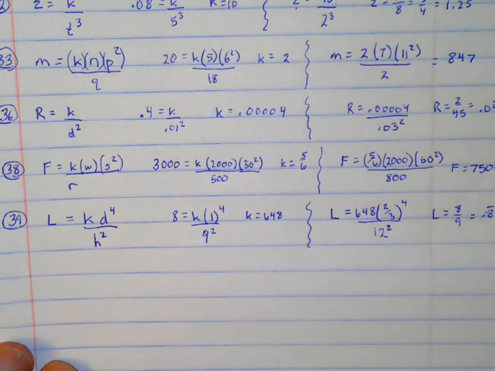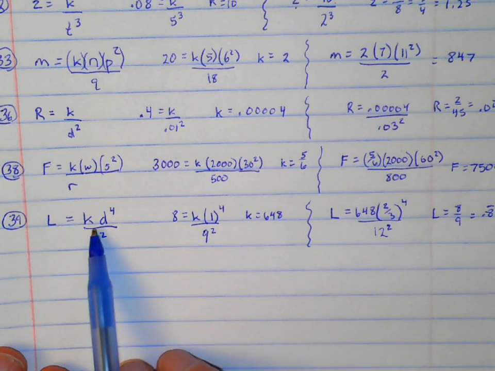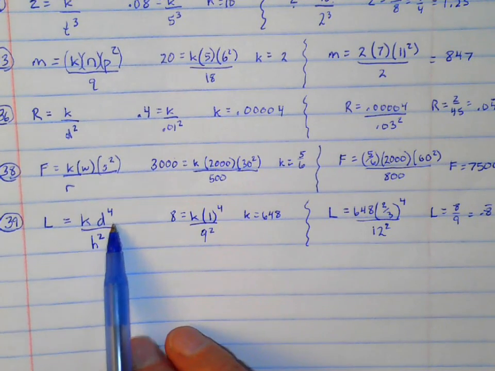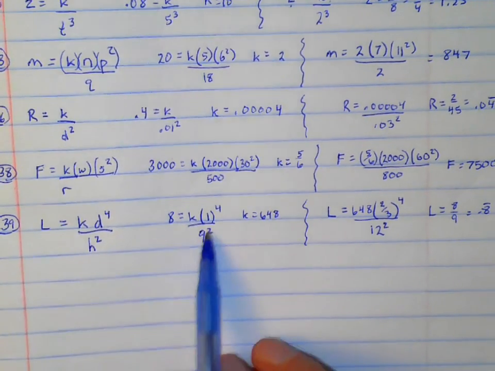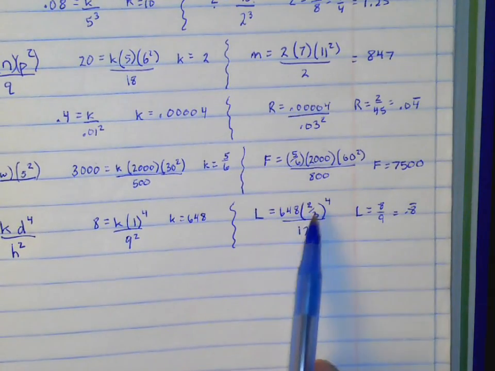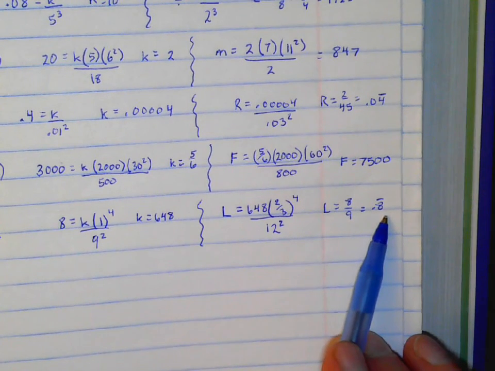The load that it can hold varies directly with the fourth power of the diameter and the square of the height. Plugging the values in, you solve for k. Using that k and the new values, you get a new load of 8/9 or 0.8 repeating.